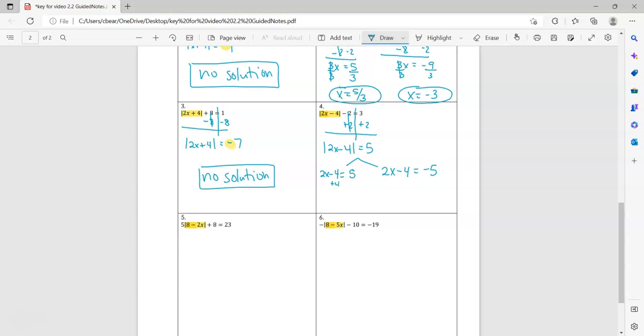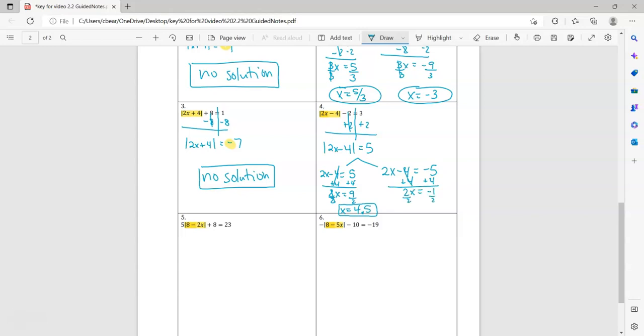Adding 4 to both sides, I get 2x equals 9. Divide by 2. And when I do that, I can either write 4.5 if you put that in on a calculator, or you are certainly welcome to leave your answer as 9 over 2. All right. Solving the other one here, I'm going to get 2x equals negative 1.